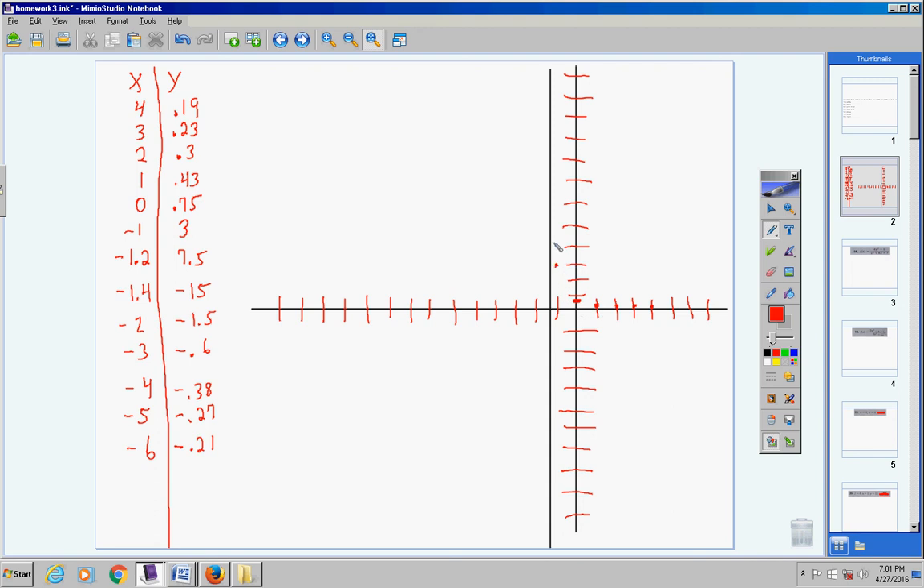So I think I've got a pretty good picture of this graph, don't you think so, guys? Look at that. Getting closer and closer to my horizontal asymptote. Getting closer and closer to my vertical asymptote. In fact, at negative 1.2, that's right here. It shoots way up to 7.5, so way up here. So there we go. Now, let's start over here at negative 6.